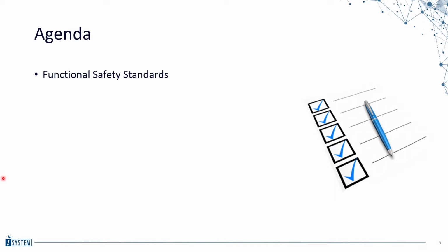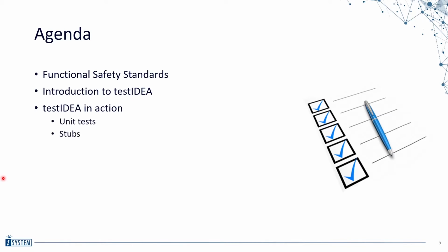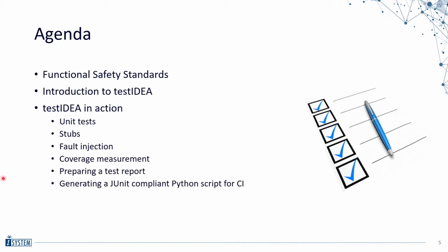I'd like to first take a look at functional safety standards, their origin and how they've evolved over time as technology is embedded deeper and deeper into our daily lives. After a short introduction to testIDEA, I'll switch to a live demonstration where I'll touch on unit tests, stubs, fault injection, coverage measurement, preparing reports, and generating JUnit compliant Python script for continuous integration. We'll finish the webinar with a short Q&A session.